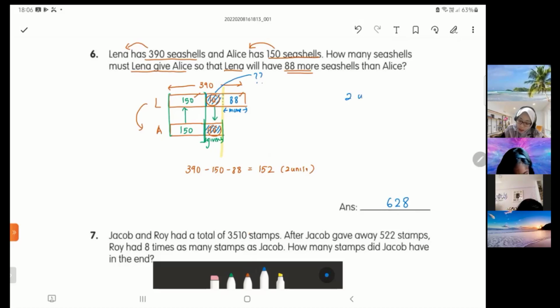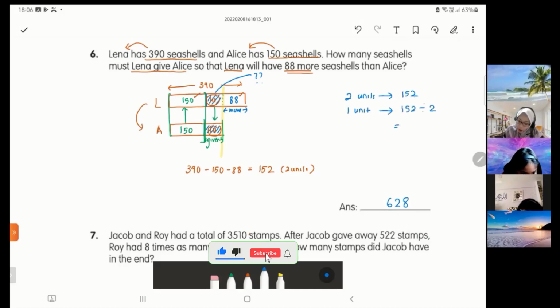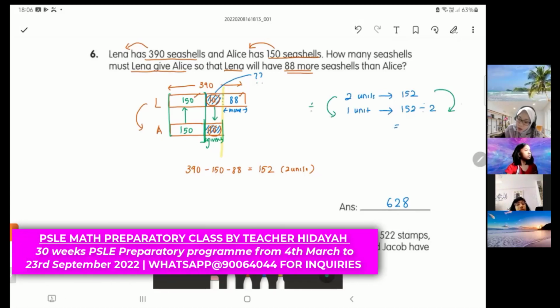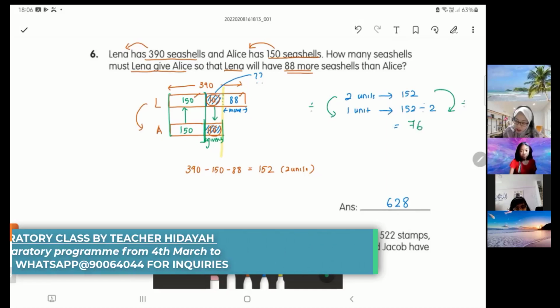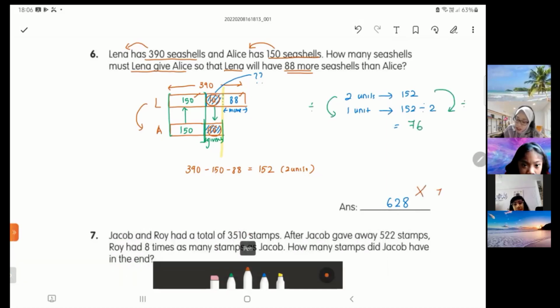So 2 units represent 152. 1 unit is 152 divided by 2. Because to find 1 unit is forever divide. So here must also divide as well. So 152 divided by 2 is 76. This is the answer, 76.